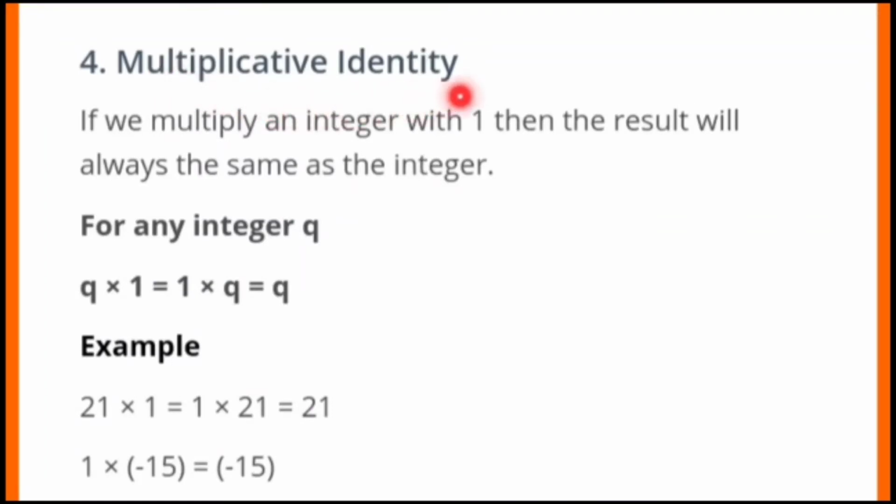Here, multiplicative identity. So, what is multiplicative identity? If we multiply an integer with 1, then the result will always be the same as the integer. See here, 21 into 1 equals 21. Change the order, 1 into 21 equals 21. So whenever you multiply any integer with 1, the result will be the same integer.